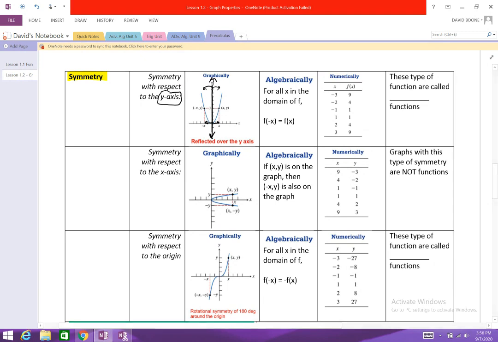Now, algebraically, what we're going to be looking at doing is basically proving this statement right here, which basically just says if I put in a negative value to the function, I will get the original function. And we'll practice some of that down below here. Just kind of putting those concepts together for right now.